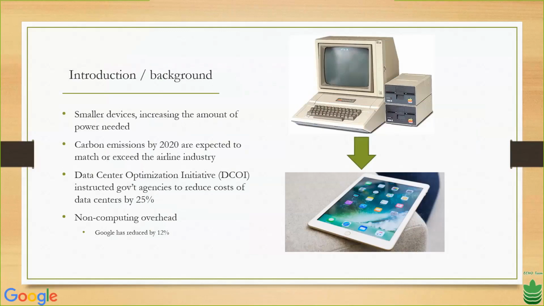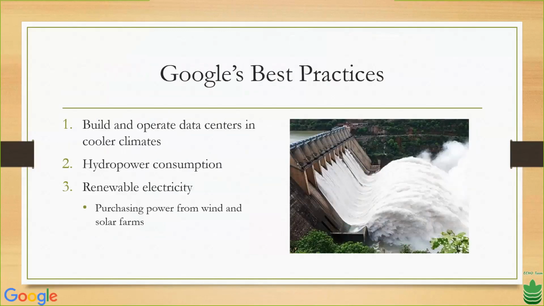Non-computing overhead continues to be an issue from a power perspective. To define that, non-computing overhead is really devices that are cooling, in the sense of a fan, and power conversions. A lot of companies are actually using almost as much power in this non-computing overhead as they're using to power their servers. Okay, so these are a lot of the issues, and we'll dive in here to the best practices.